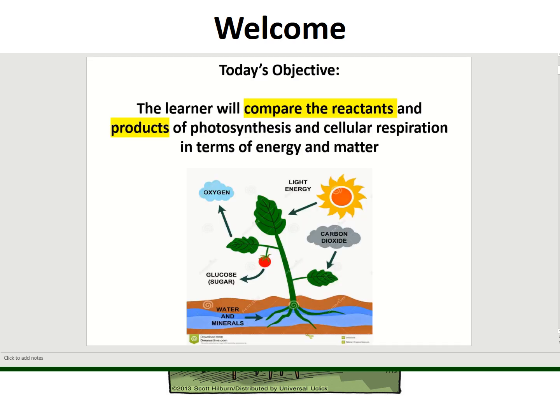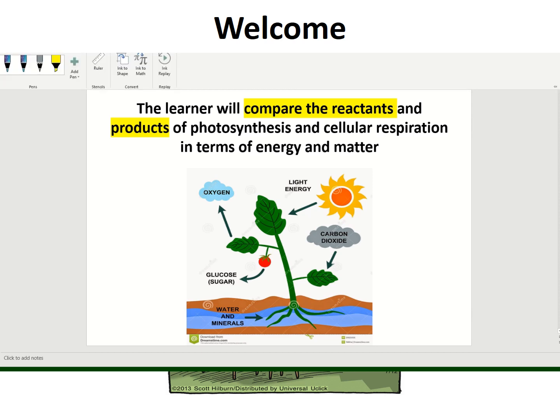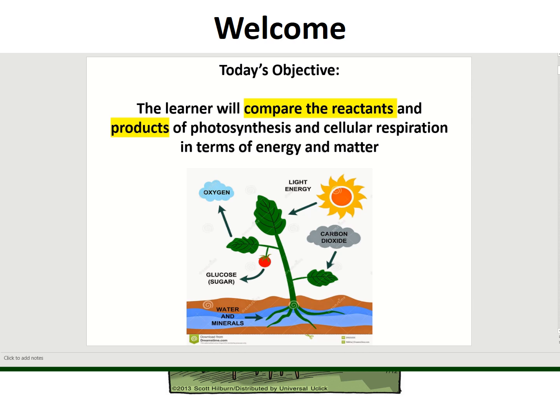The learner, which is you, will compare the reactants and products of photosynthesis and cellular respiration in terms of energy and matter. So remind me, what are reactants? Remember? Write it down. It's what you start with in the beginning. And what are products? It's what you end with in an equation.